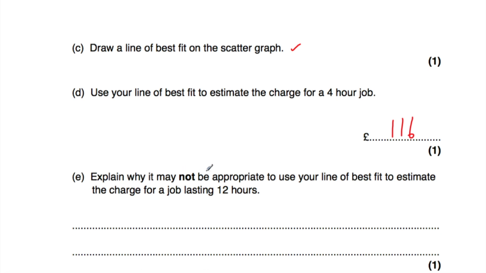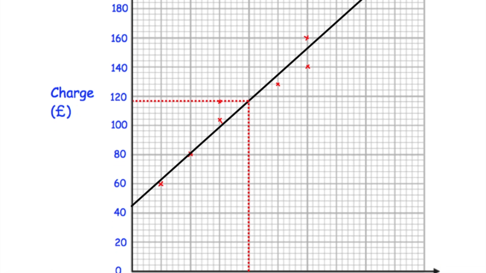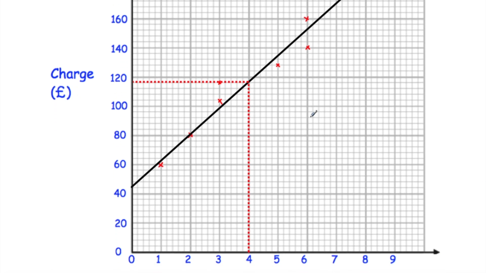Okay, and then part E. Part E says explain why it may not be appropriate to use your line of best fit to estimate the charge for a job lasting 12 hours. So if we have a look here at our graph, we've got points that go up to 6 hours. And then we don't have any more points. And 12 hours would be really far along. And in terms of a plumber doing a job, 12 hours is a very long time to be at a house. It may be that for a 12-hour job, they would do maybe so many hours on the first day, go back home, go back the next day, and then finish it off. And then they may need to charge the travel costs twice. So there may be reasons why this line of best fit may not be accurate or reliable for a 12-hour job. And the main reason is that we've only got data for between 1 hour and 6 hours.